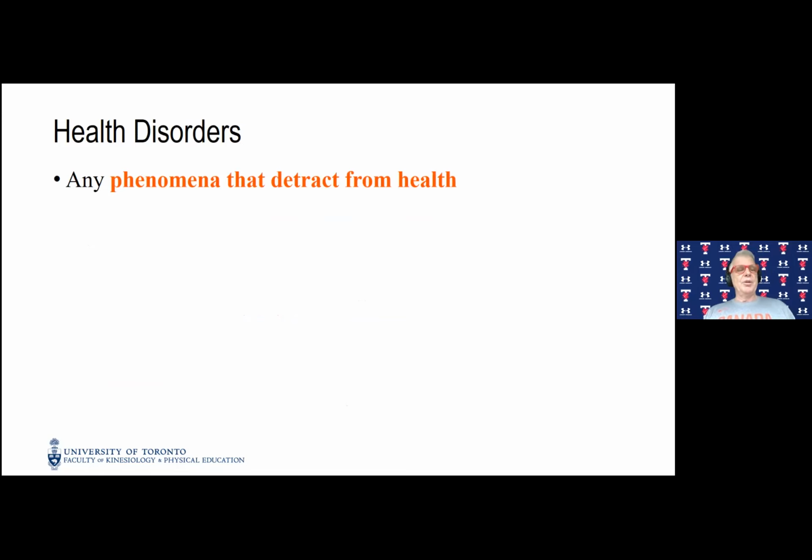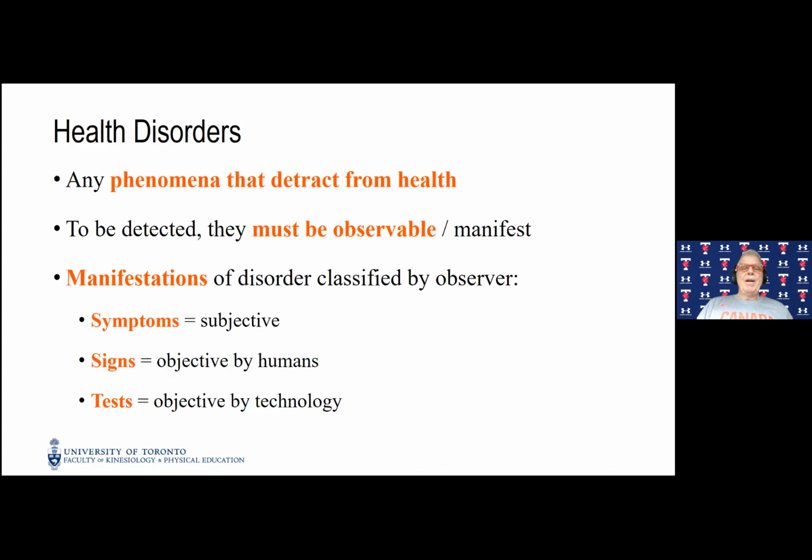A health disorder in this disease-focused world is really any phenomenon that detracts from this wonderful nirvana, this state of complete mental, physical, and social well-being. And that's a pretty broad definition. But to detect that such a phenomenon exists, there has to be some observable indicator of it or manifestation of disorder. And not all of the indicators that we use are objectively observable indicators.